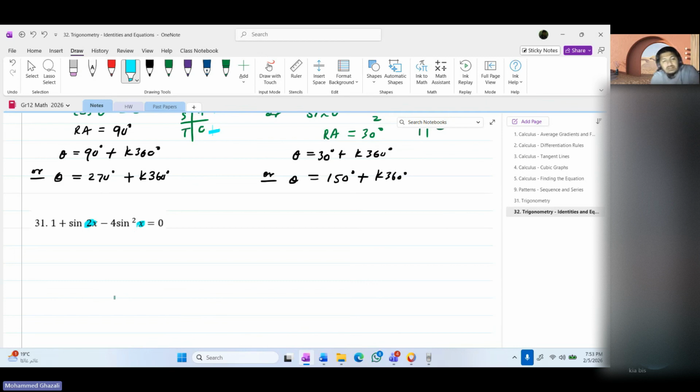So we need to change the sine 2x into 2 sine x cos x. But now if you change the sine 2x into 2 sine x cos x, you got a bigger problem. And what's the bigger problem? The problem is the 1. Because now you got cos in the expansion of sine 2x. So you need to change the 1 and the sine 2x in terms of sine and cos. So what is 1? Sine squared plus cos squared.